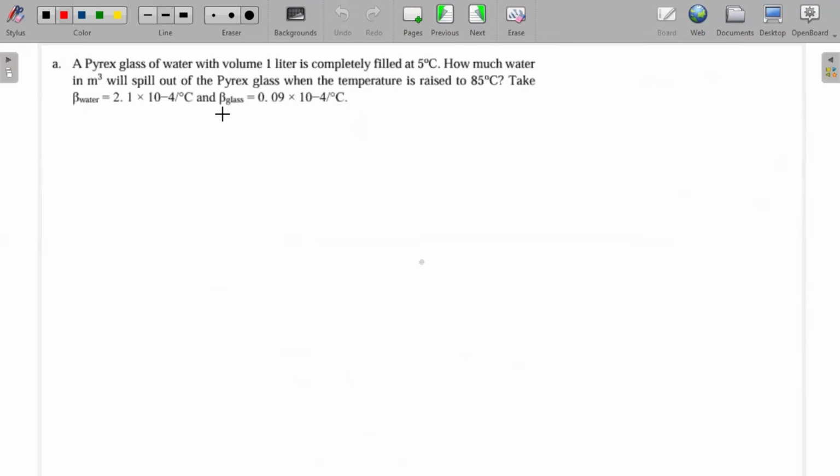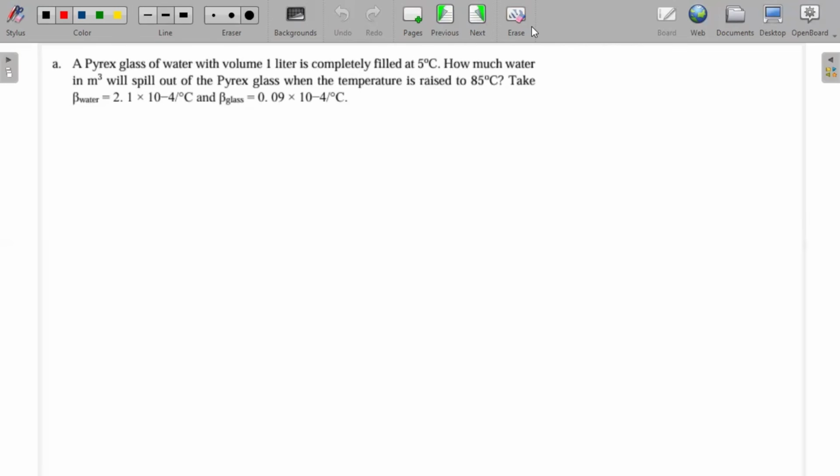Section B, which are the one-word answer questions, is saying a Pyrex glass of water with a volume of 1 liter is completely filled at 5 degrees Celsius. How much water in cubic meters will spill out of the Pyrex glass when the temperature is raised to 85 degrees Celsius? Take the coefficient of volume expansion of water to be 2.1 times 10 to the power minus 4 per degree Celsius, and the coefficient of volume expansion of the glass to be 0.09 times 10 to the power minus 4 per degree Celsius.